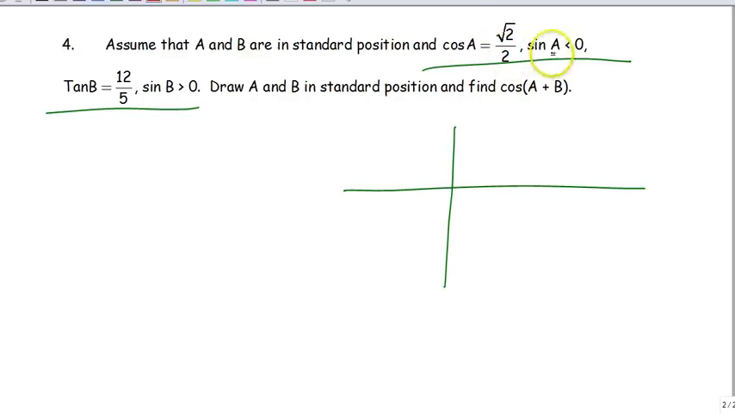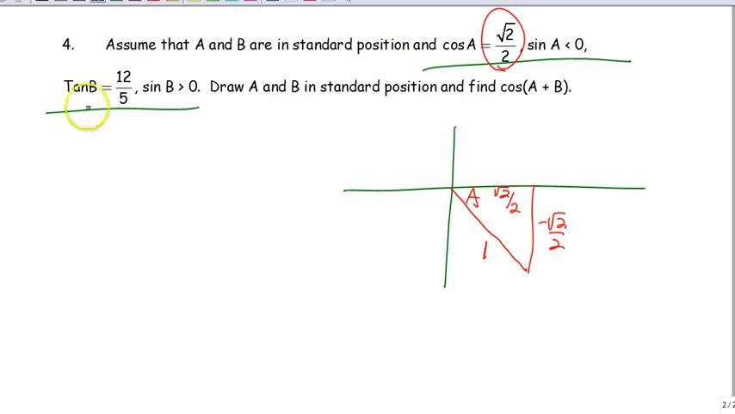If cosine of A is root 2 over 2, that's a unit circle angle. But sine is less than 0. So that's going to go down here. So this is A. I know because I gave you a unit circle number that this is negative root 2 over 2. This is root 2 over, oh, nope, that's the hypotenuse. This is root 2 over 2 for the x, because it tells you that. And this is 1. Okay? That's our unit circle angle. However, we don't always get unit circle angles.